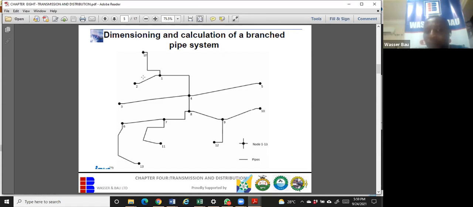But when you loop them, the water can flow iteratively. It can flow back and forth.